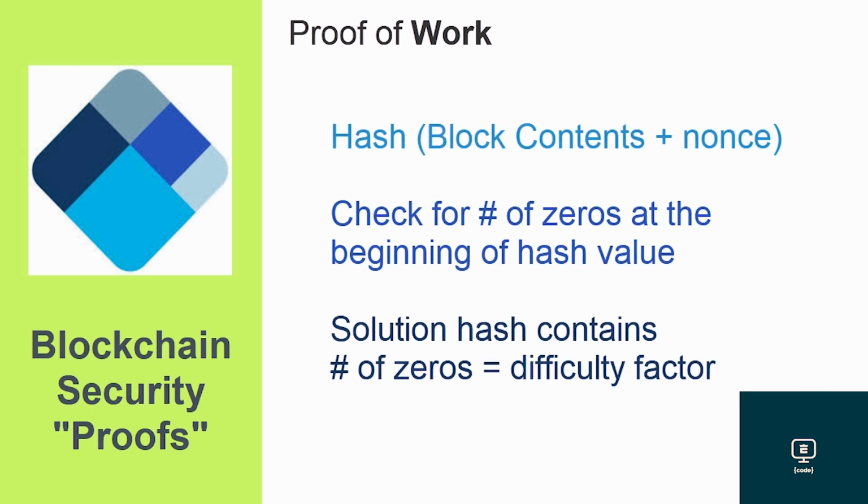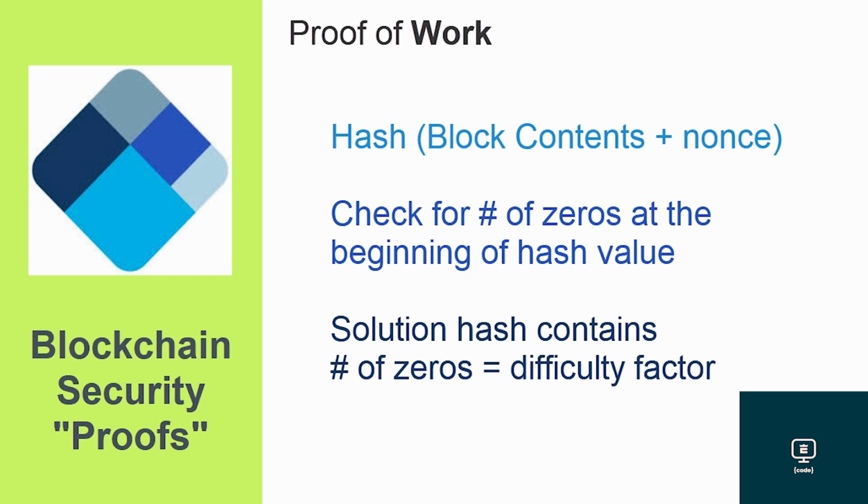Miners will begin with a nonce of 1, append it to the block content, hash this value, and check how many zeros are at the beginning of the hash value. Having zeros at the beginning of a hash value is quite rare, so this process is recursively performed, each time incrementing the nonce value, appending it to the block content, hashing, and again checking the resulting hash value.